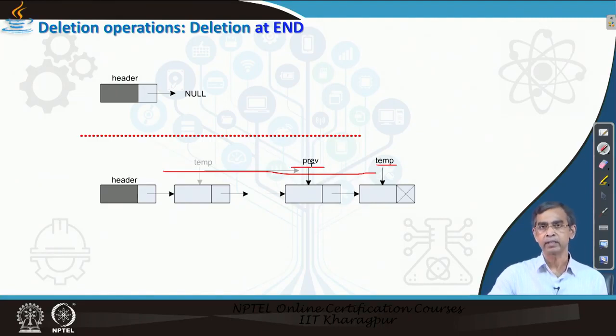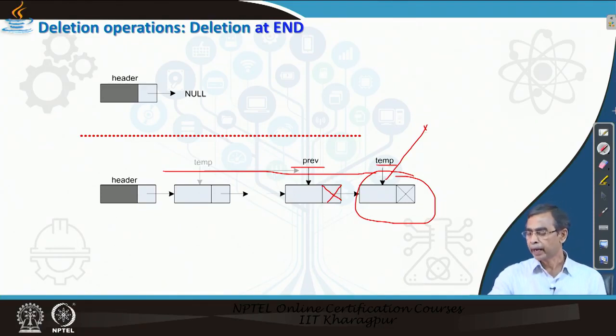Now, this node is required. This is because the deletion will take place only by assigning a null value to this one, and that is enough. So, this basically deletes the last node. Now, this becomes free, so we should return this node to the memory bank. So, this is the operation delete at end.